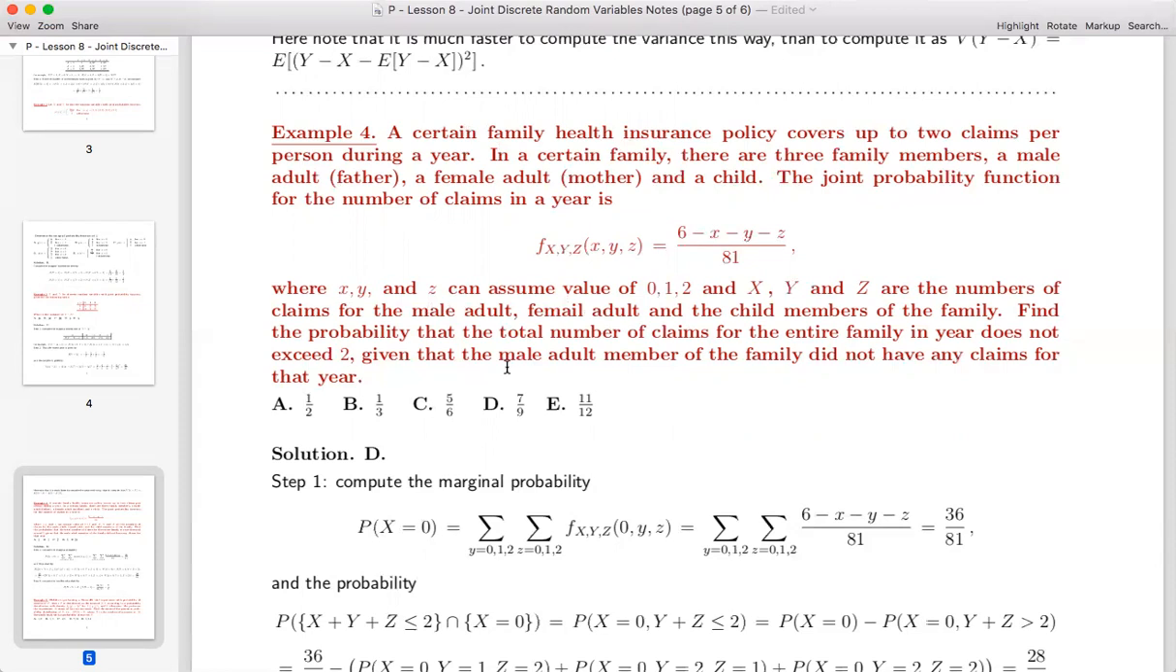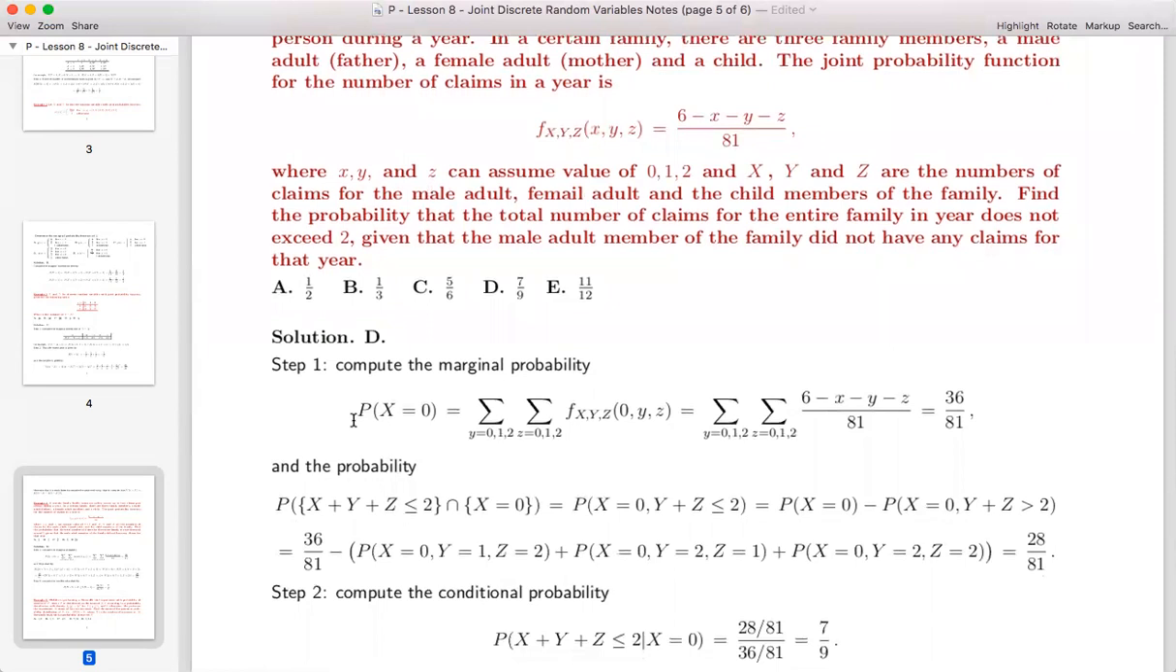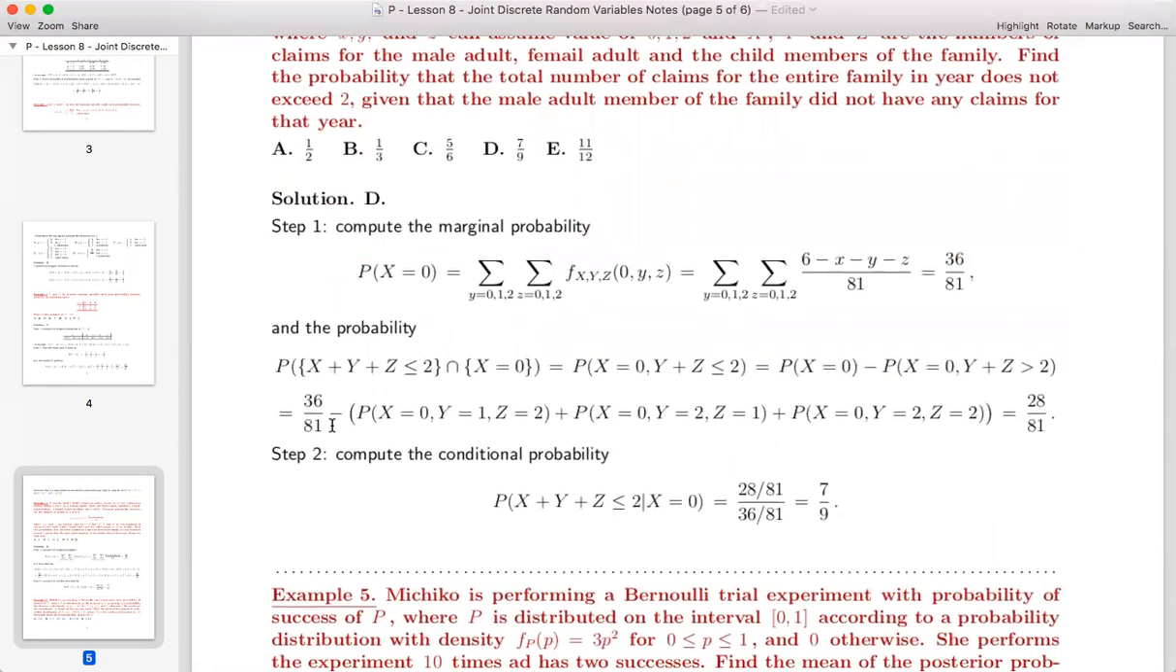So we want to find the probability that the total number of claims for the entire family does not exceed 2, given that the adult male of the family, the father, did not have any claims for that given year. So we would just do our same thing. We know that our x is going to be equal to 0. So then we have to calculate all our other probabilities.